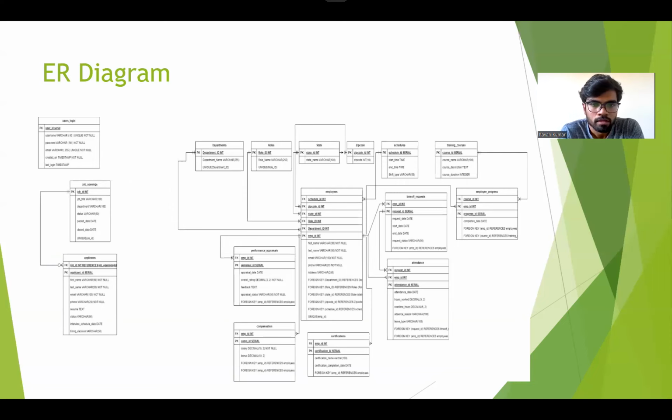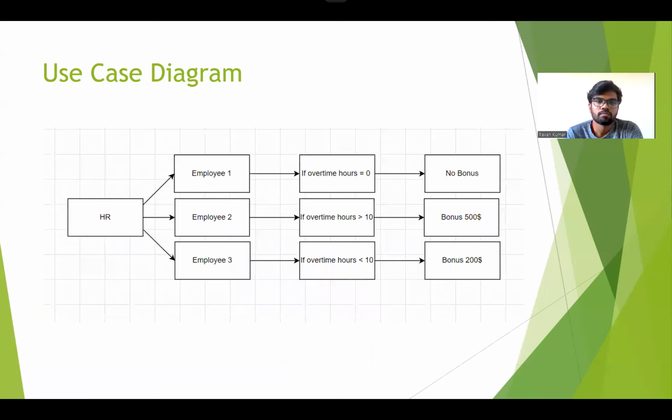The entity relation diagram in the database shows the different relations between the entities in the tables of the database. We can see how each and every table has different entities and how they are related, and we can see more about this in the later slides. The use case diagram is used to evaluate individual performances, and here we have an example where, based on overtime working hours, the HR may decide the bonus for different employees.